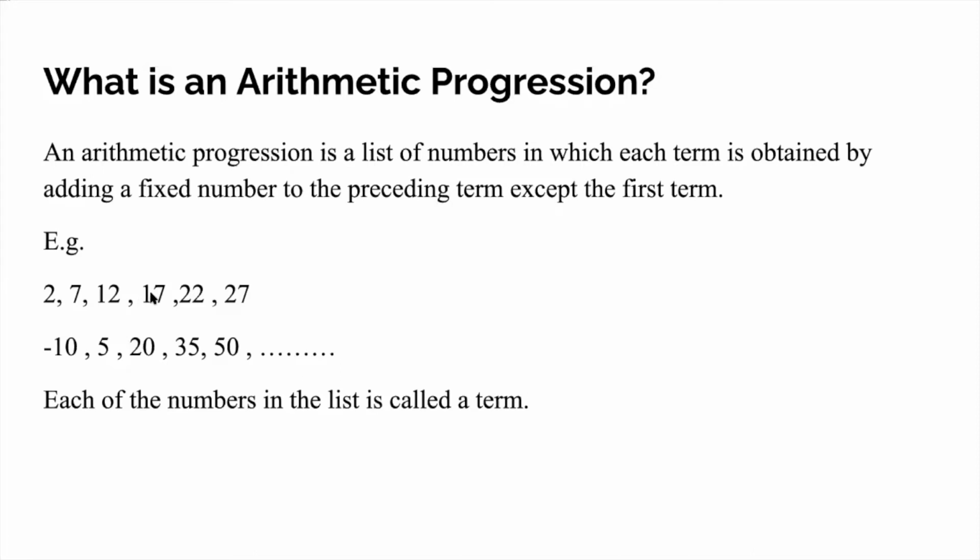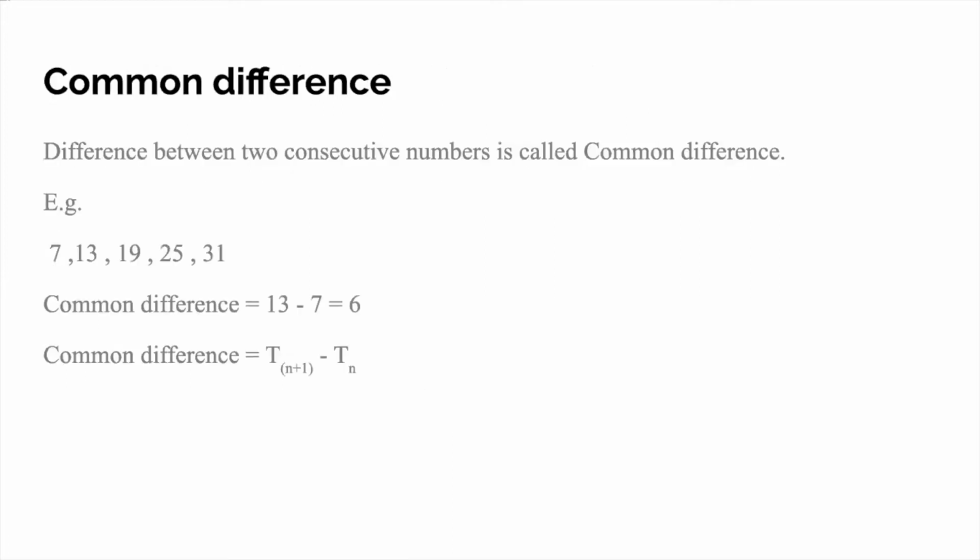Similarly, let's take the example of 27. The preceding term of 27 is 22. So if you add 5 again to 22, you get 27. Now each of the numbers in the list is called a term. So each of these numbers, for example, 2 is a term, 7 is a term, minus 10 is a term, 5 is a term, 20 is a term, 35 is a term. Each of these numbers will be called a term.